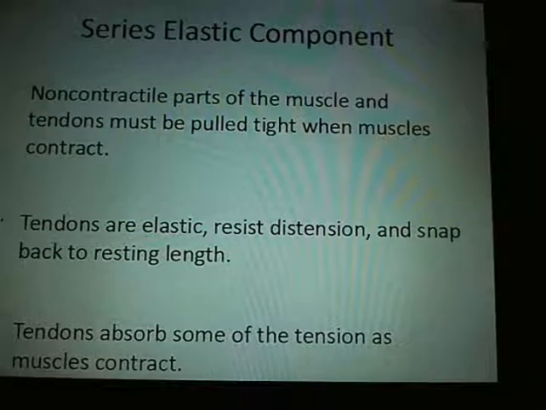The series elastic component. You have non-contractile parts of your muscles, your tendons. They're pulled tight when muscles relax. They're elastic, they resist distension, and they snap back to resting length. Tendons absorb some of the tensions as muscles contract, so they give you some springiness.